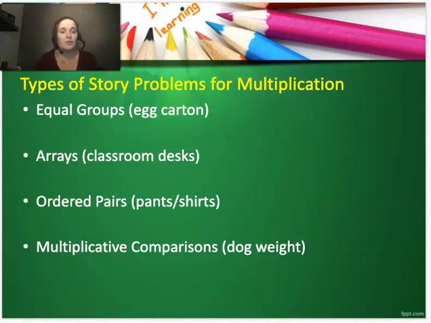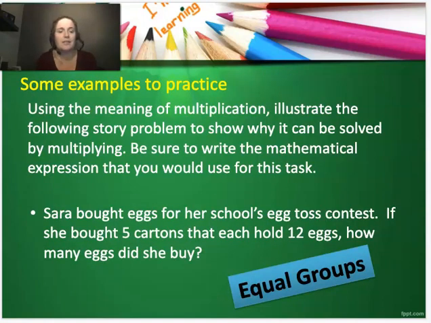These are the types of story problems that we talked about already. Now we're going to look at some examples. So, using the meaning of multiplication, illustrate the following story problem to show why it can be solved by multiplication. Be sure to write the mathematical expression that you would use. So Sarah bought eggs for her school's egg toss contest. If she bought 5 cartons of eggs that each hold 12 eggs, how many eggs did she buy?